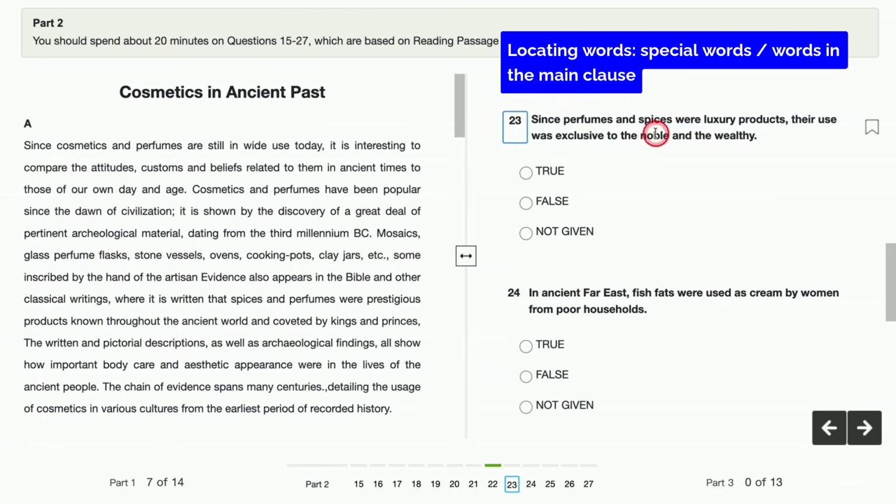But the information in the main clause is definitely more important than the information in the other clause. This question is mainly about whether the use of perfumes and spices was exclusive to the noble and the wealthy, rather than whether perfumes and spices were luxury products, right? So this information is definitely more important. I'm gonna use this to locate the answer.